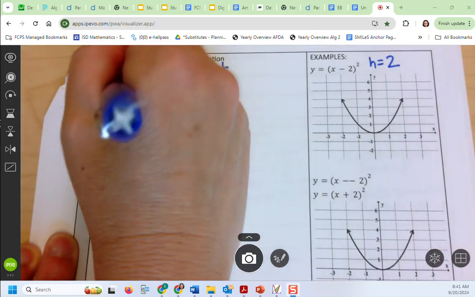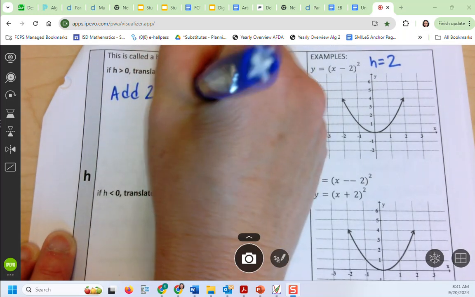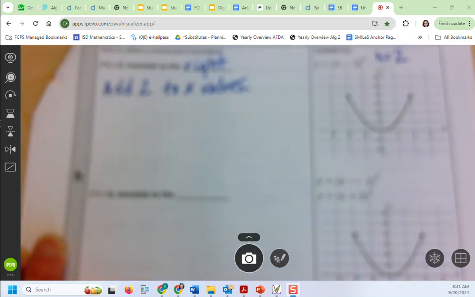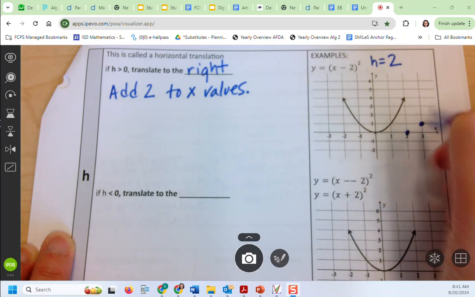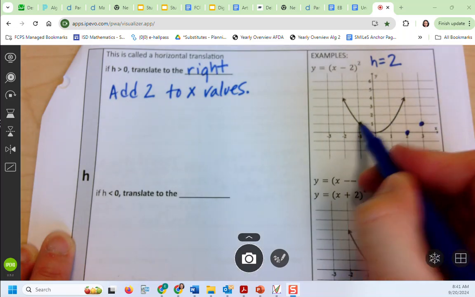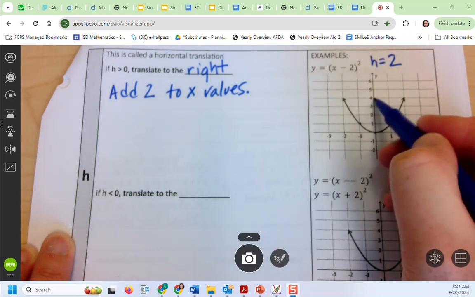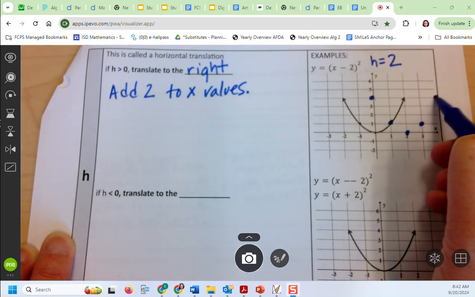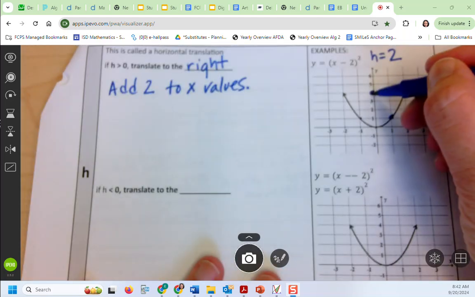So we add 2 to the x values, and that moves you right 2. So 0 plus 2 is 2. 1 plus 2 is 3. Negative 1 plus 2 is 1. This one moves right 2. This one moves right 2. So you see how I moved each of the points right 2, and then I'm going to connect them with a parabola.